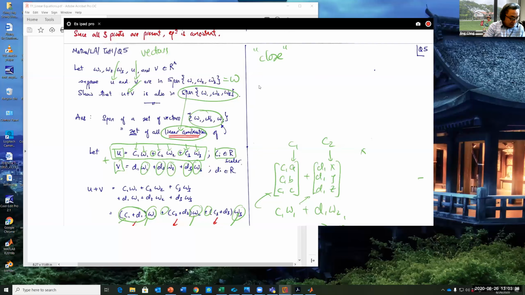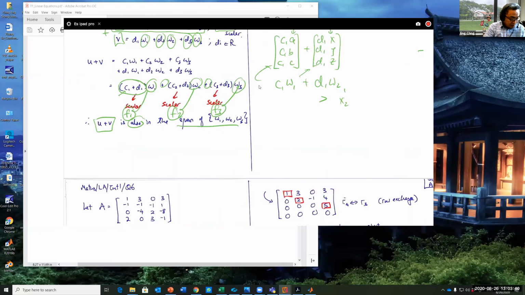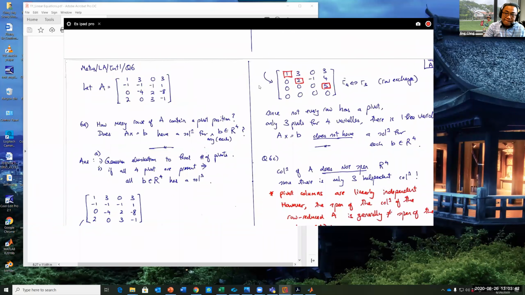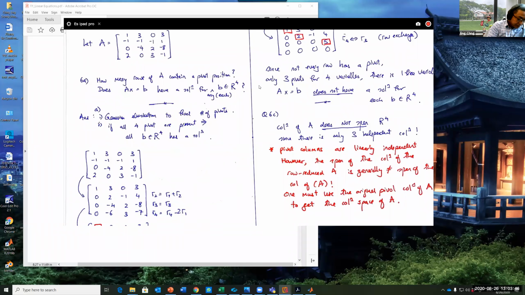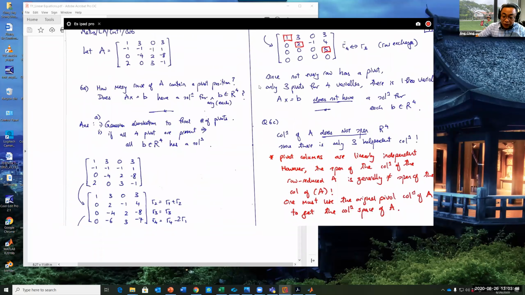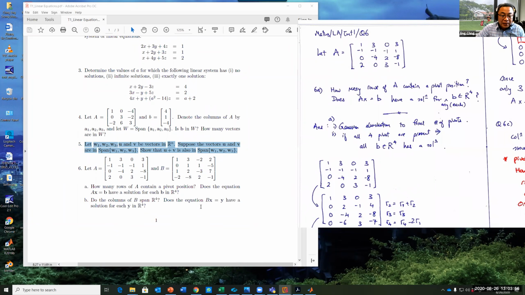Question 6. Now, let's read the question first. Question 6 has two parts, A and B. I'm going to only do the first part. A is a 4x4 matrix. B is also a 4x4. In fact, A and B are the same questions.